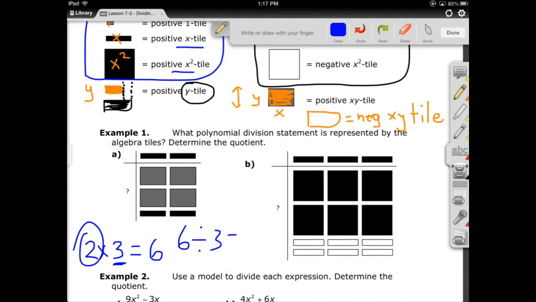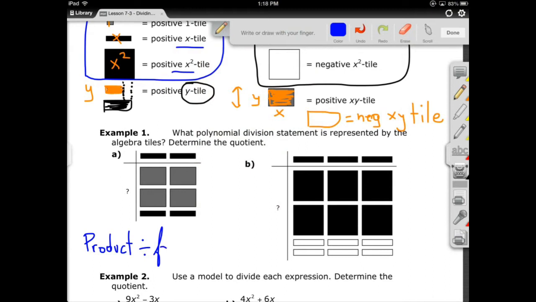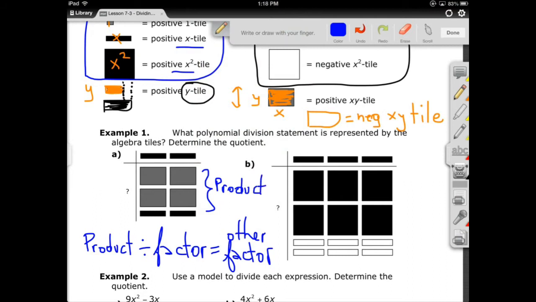If we go back to our example, what we can say, you don't have to write this, just watch along, is that the product divided by any one of the factors equals the other factor. Again, I'm just scribbling this down. Okay, that's our 6 divided by 3 equals 2 example. The reason why I'm mentioning this is I want you to see that this here is the product, and this up here is one of our factors.